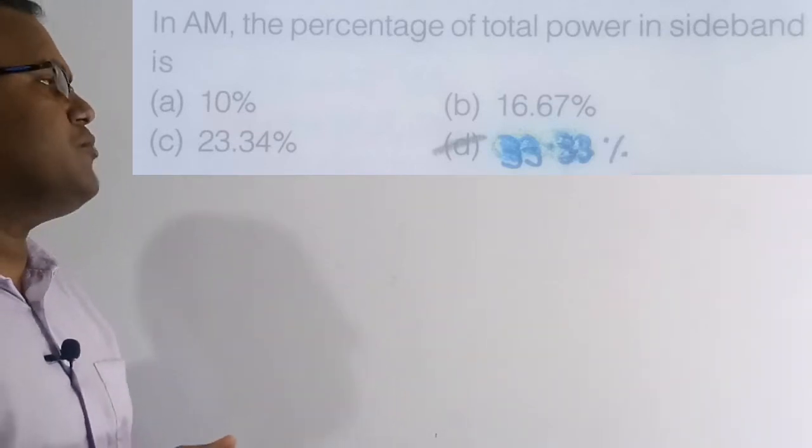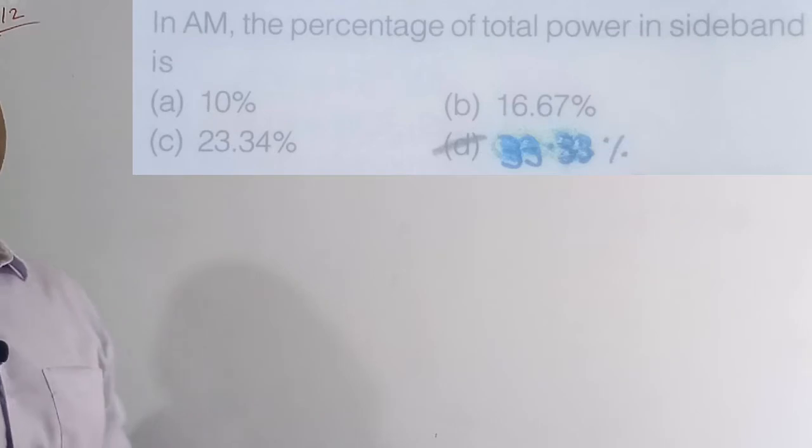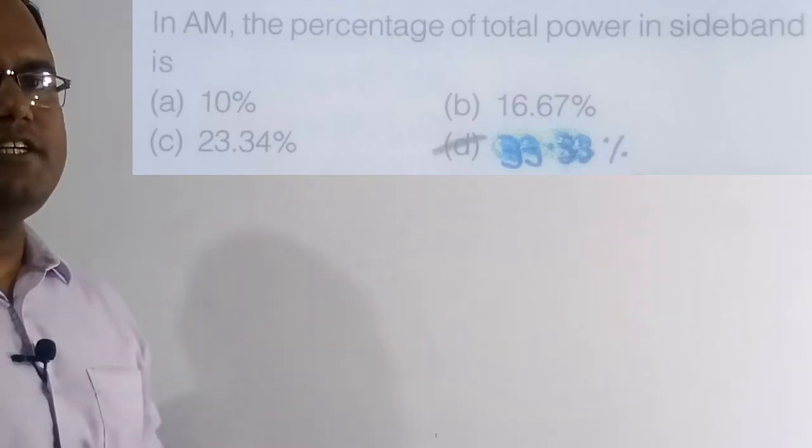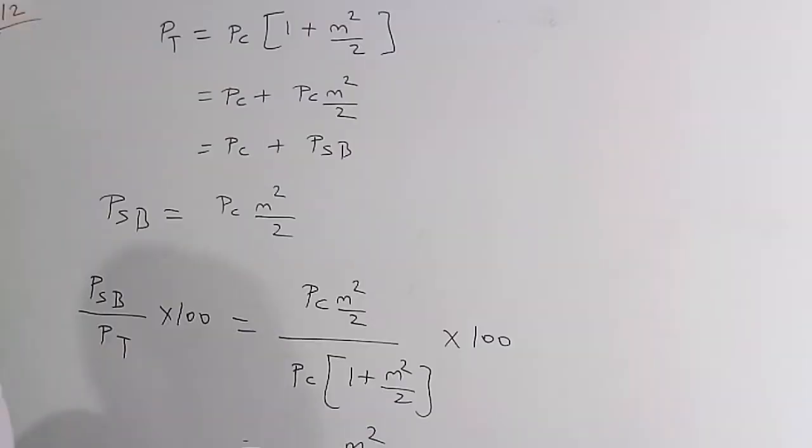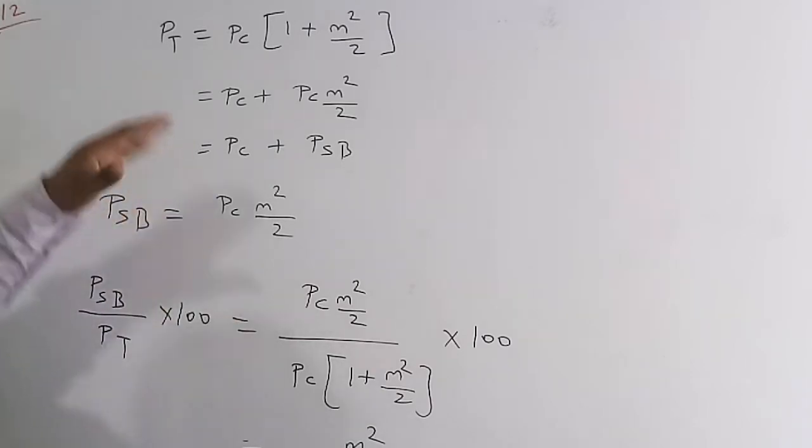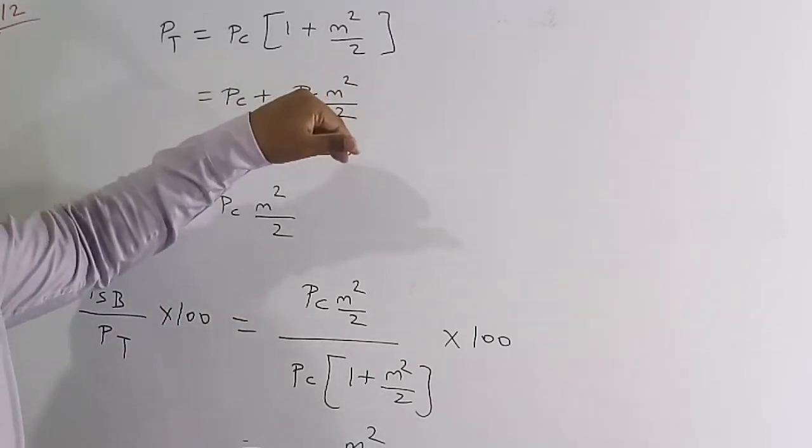So in amplitude modulation, the percentage of sideband power is 33.33%. So let's solve this numerical. In the question, we need to find the percentage of the sideband power out of the total power. The total power is Pc into 1 plus m square by 2.